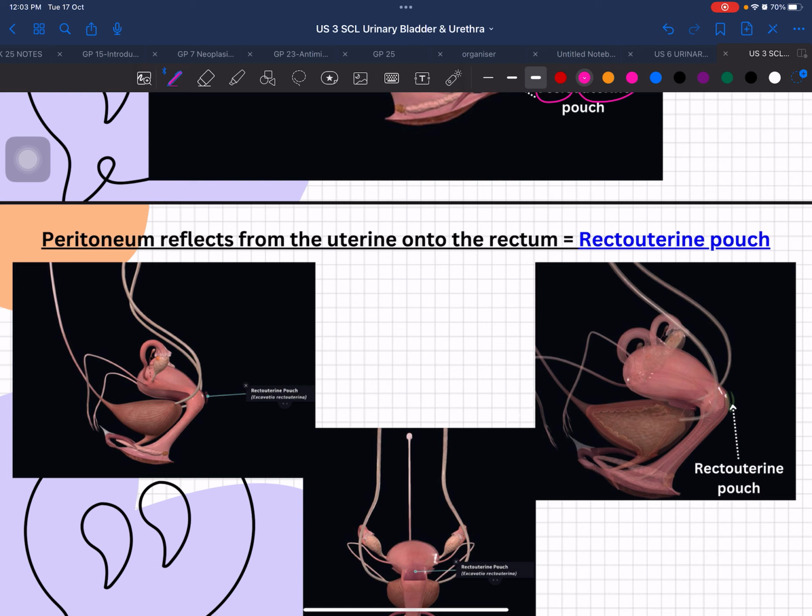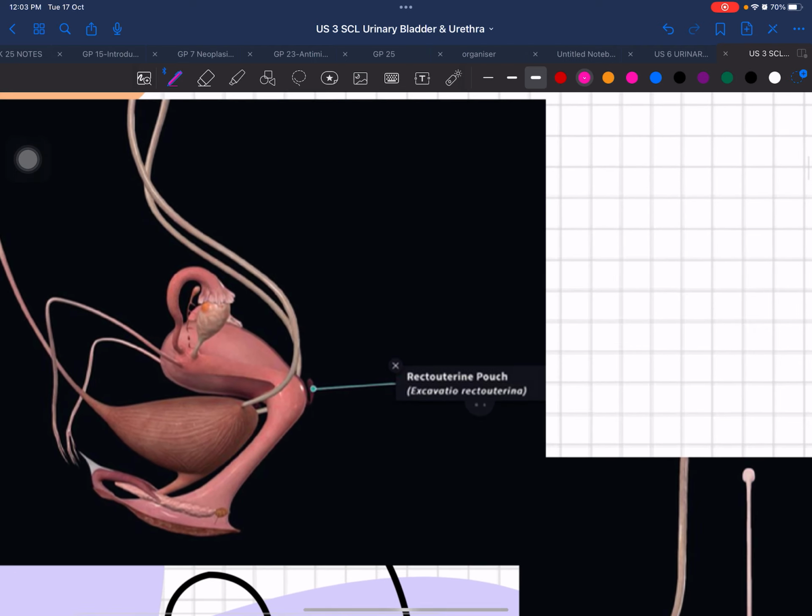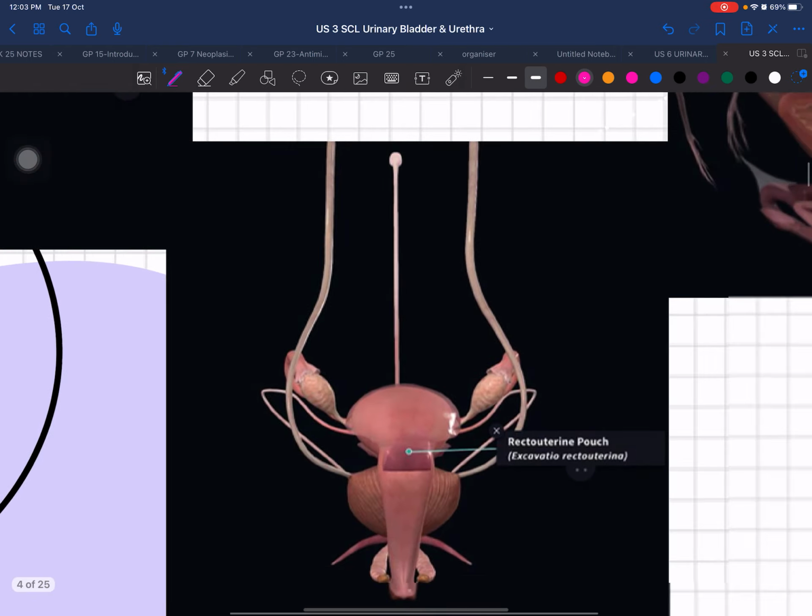So these are three different angles. Where it is found is, the rectum is actually supposed to be here at the back, and there is a peritoneum here that covers the uterus, and also another peritoneum that would be covering the rectum. So that is where the peritoneal reflection is formed.